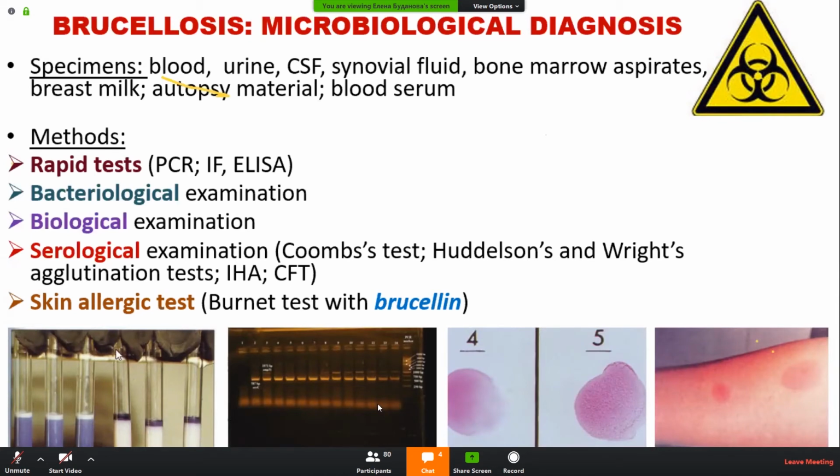This milk is taken from a diseased animal. I mean, it cannot be used as raw milk. It cannot be consumed without heating, without pasteurization.